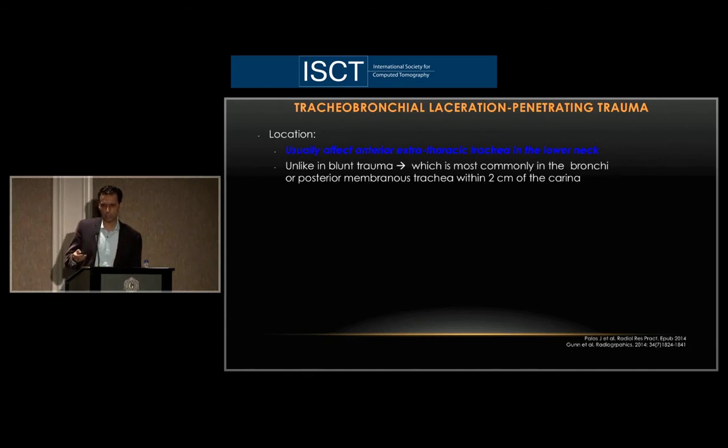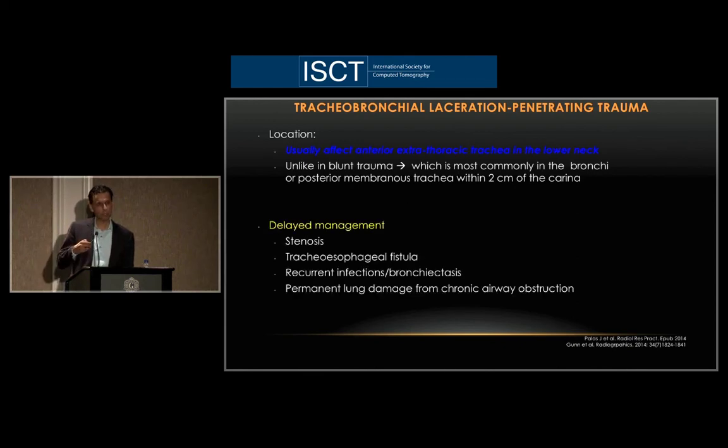Tracheobronchial injuries. One thing I would say: a penetrating injury usually affects the anterior extrathoracic trachea in the lower neck, compared to blunt trauma, where the most common site of injury is the bronchi or the posterior membranous portion of the trachea, located within 2 centimeters of the carina. So different locations for penetrating and blunt trauma.